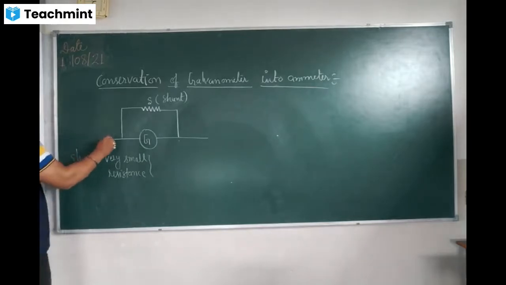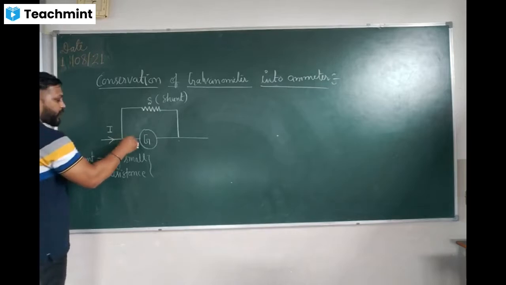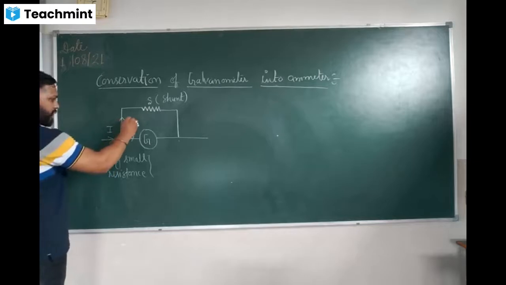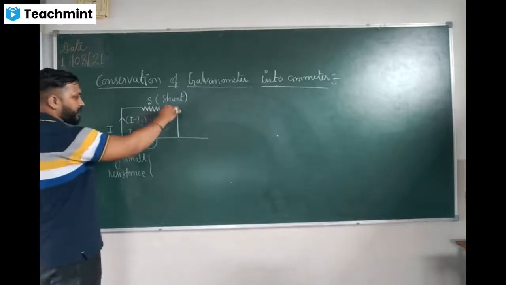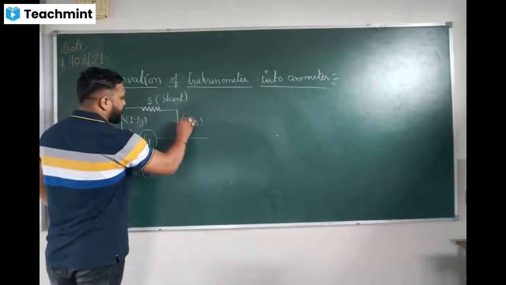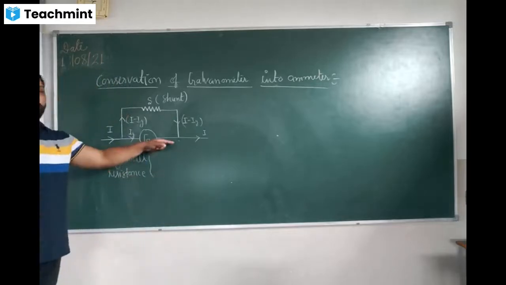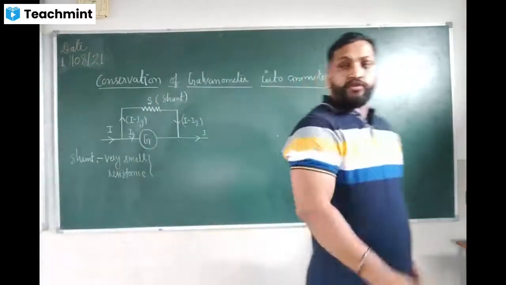So if a current I flows through it, what will happen? Some part of that current, Ig, will go through the galvanometer. Then the amount of current going through the shunt is I minus Ig. It will come back over here as I minus Ig, and at last the current I will go out, because Ig also comes back from here: I minus Ig plus Ig. The Ig cancels.